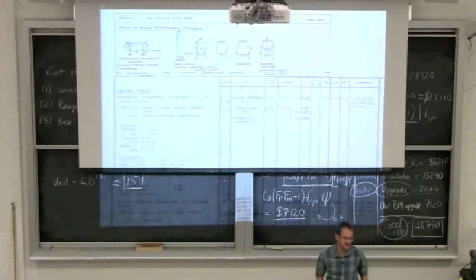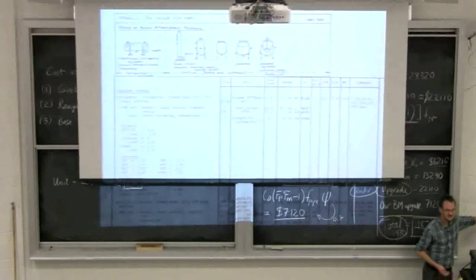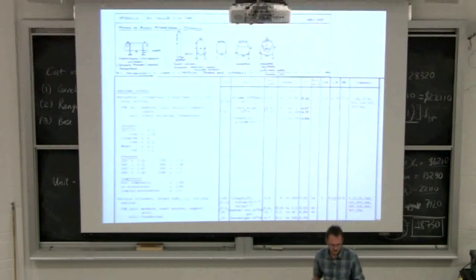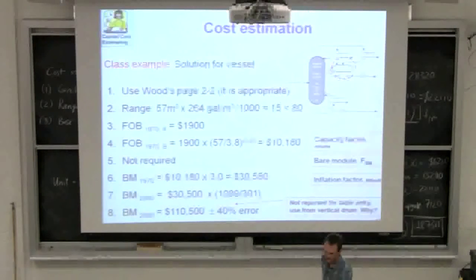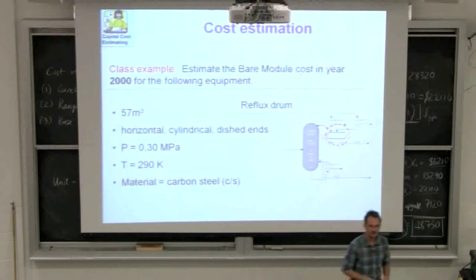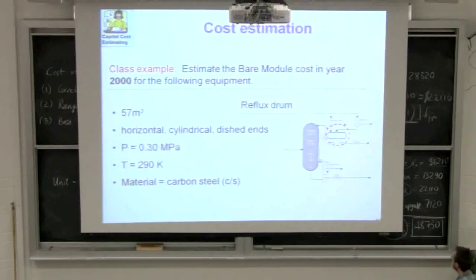I just quickly want to go back to the notes and then we'll wrap up this section. Okay, so in the notes, there's several examples I'd like you to work through on your own time. There's ample practice examples here. Here's one for estimating the bare module cost for a reflux drum. So the reflux drum is a unit that is usually illustrated at this location in a distillation column diagram.